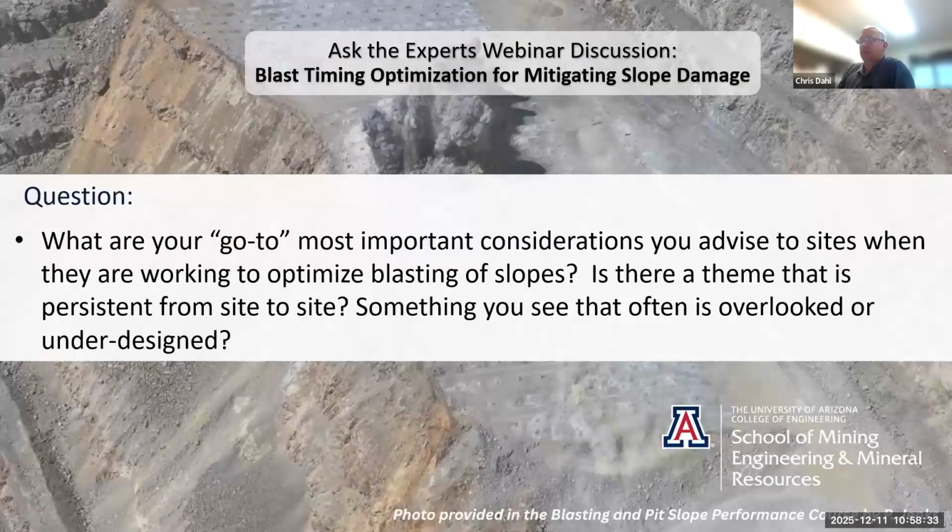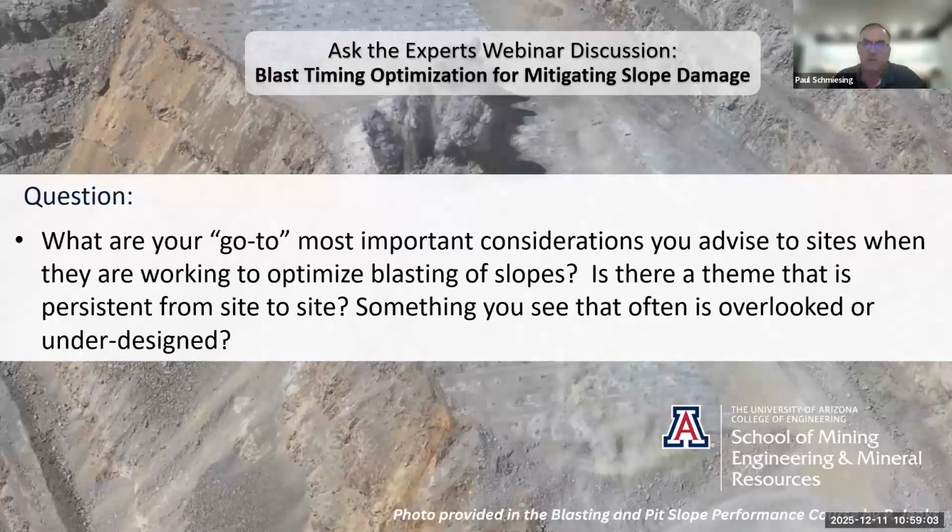The things that are overlooked, under design. The overlooked piece is that I see it a lot where there isn't enough care taken with respect to reducing energy levels as we approach the slope. Not, as John said earlier, can't see the forest through the trees kind of deal. That would be one. Yeah, I'd leave it there.